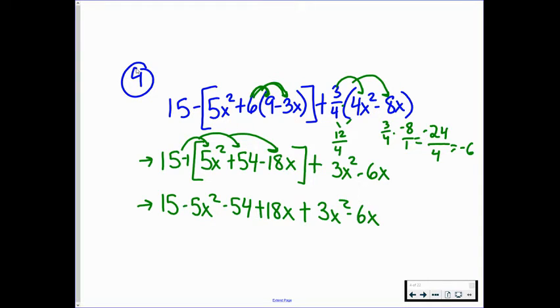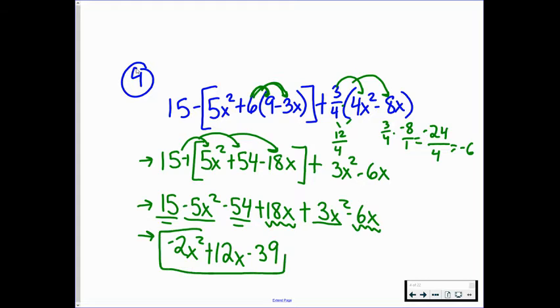All right, now that we've gotten rid of parentheses, we've gotten rid of brackets, we're ready to combine like terms together. Negative 5x squared plus 3x squared is negative 2x squared. Now I'm going to look at the x's. 18x minus 6x is 12x. And last is the constants. 15 minus 54 is simply negative 39. And that is what that expression simplifies down to be.